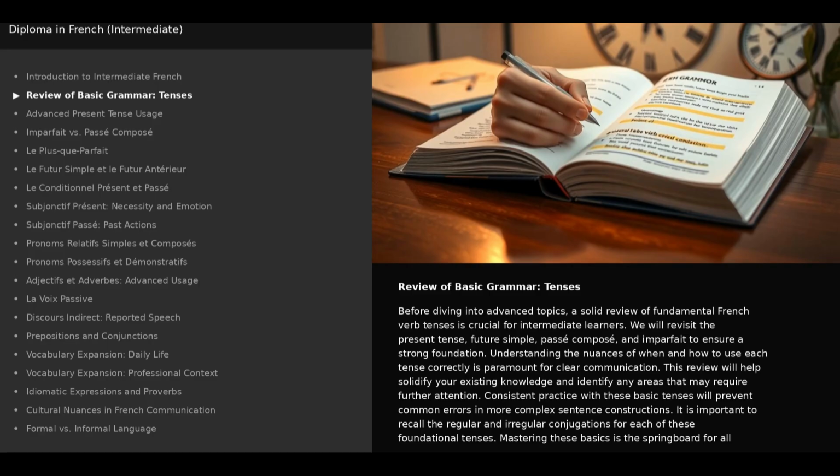This review will help solidify your existing knowledge and identify any areas that may require further attention. Consistent practice with these basic tenses will prevent common errors in more complex sentence constructions. It is important to recall the regular and irregular conjugations for each of these foundational tenses. Mastering these basics is the springboard for all subsequent grammatical learning.